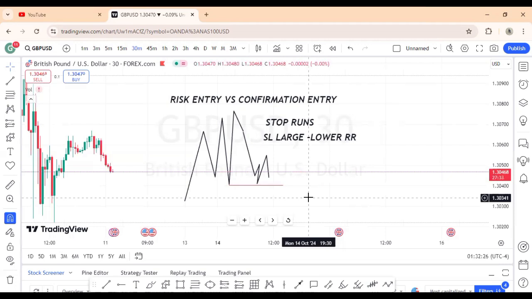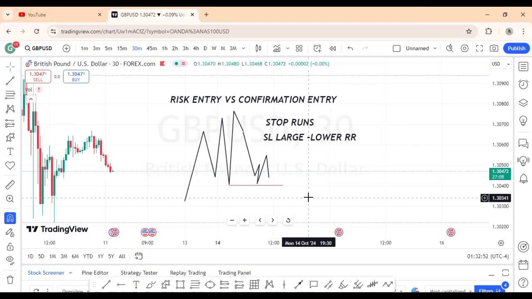So I wanted to say, some people find it difficult to know where to enter a trade because they don't exactly know where price can adjust from. But I won't call it a disadvantage because some people are actually very good at trading. They know where to put their stop loss and their entry. So I'm just going to lay out the two most obvious disadvantages of using risk entry: stop runs and a larger stop loss.